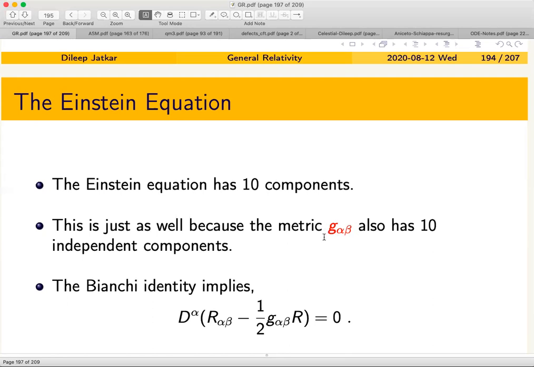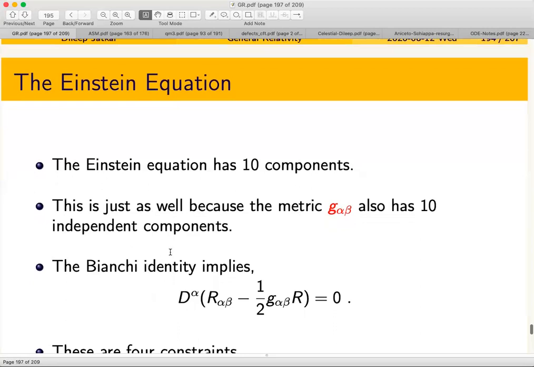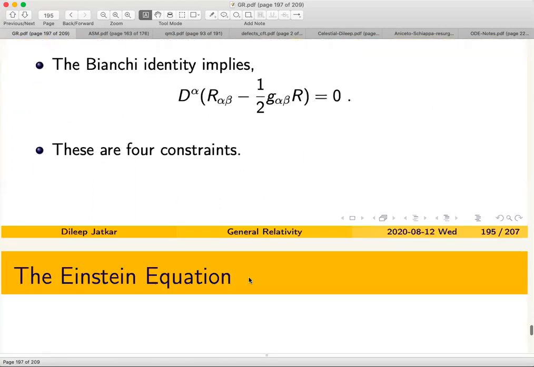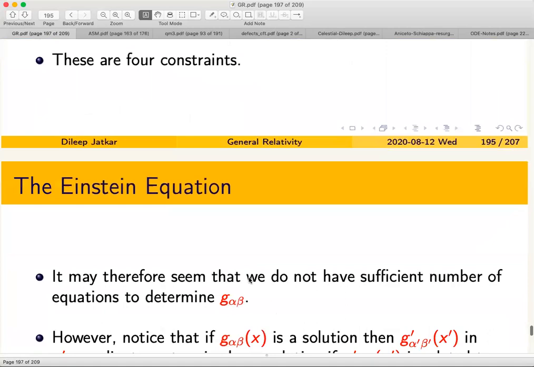But what happens is that the Einstein equation actually has to satisfy the Bianchi identity, and this of course is true identically. There's a contraction on the alpha index here, but the beta index is free, so therefore there are 4 such constraints. So these 4 constraints basically tell you that it is not that you have 10 independent equations, but you really have 6 independent equations. Now we seem to be in trouble because we don't seem to have a sufficient number of equations to determine the 10 components of G alpha beta.